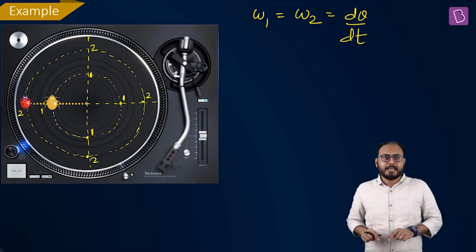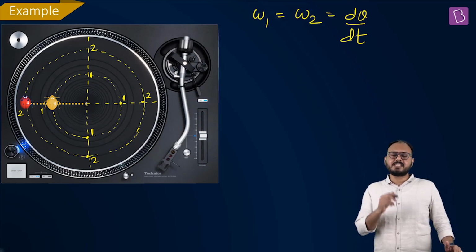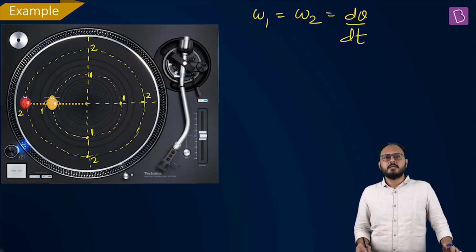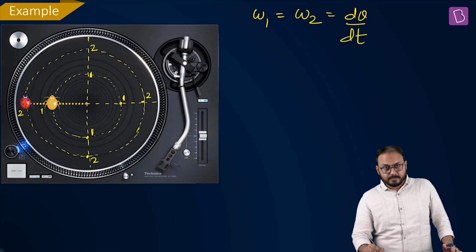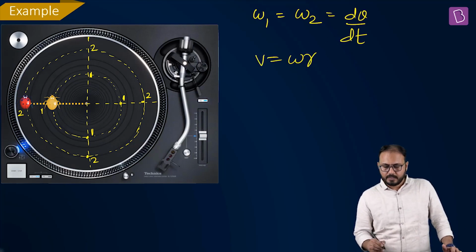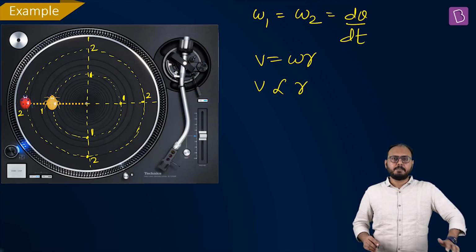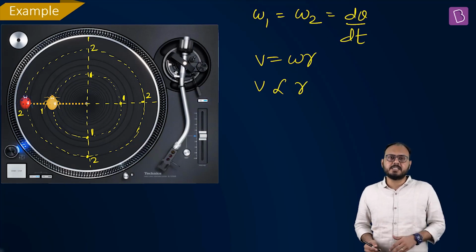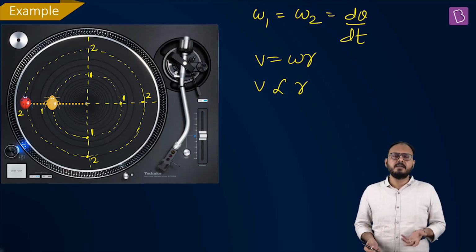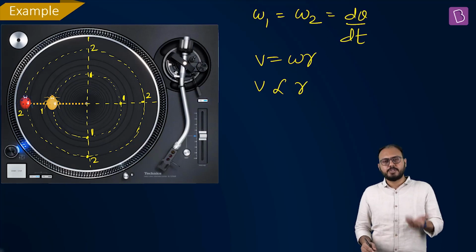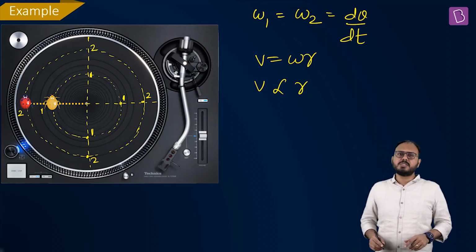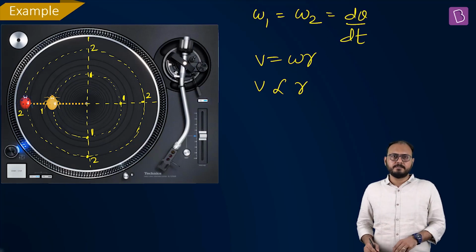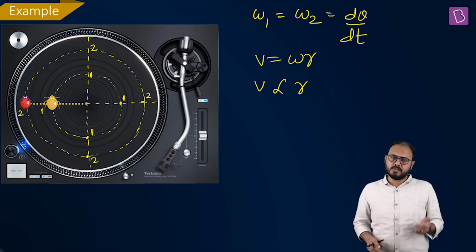But their radius are different. Agreed? So V equal to omega r. Omega is same. That means V proportional to r. That means the one which has higher radius will also have higher speed. Absolutely. So if you ask me who is faster, the red bug or the yellow bug, moving faster linear speed wise, the red bug.